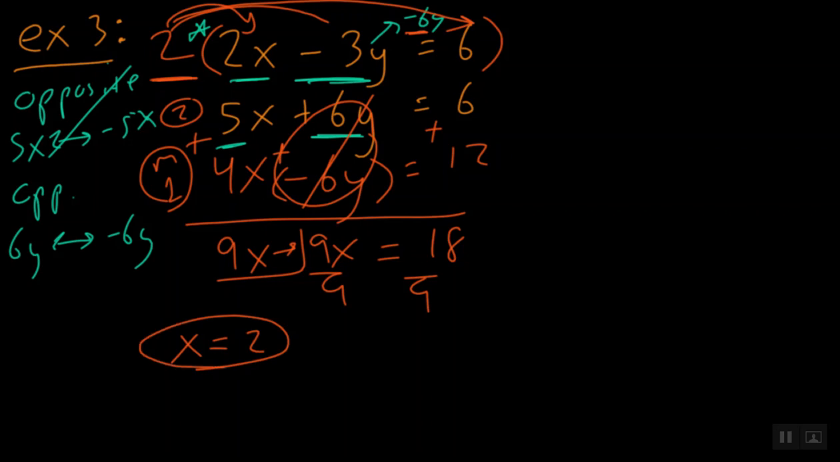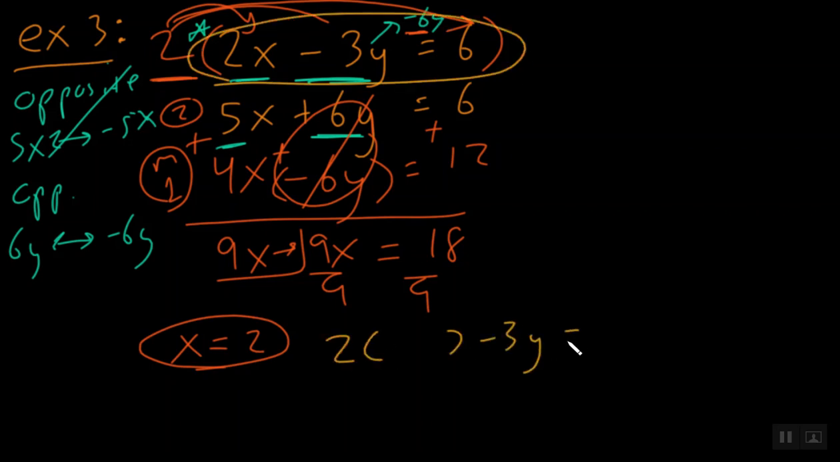And let's go ahead and take any one of these equations. Doesn't matter. Let's use the smaller numbers. So let's write 2x minus 3y is equal to 6. And from here, x is 2, so I plug in 2. 2 times 2 is 4, minus 3y is equal to 6. And now we just solve for y.